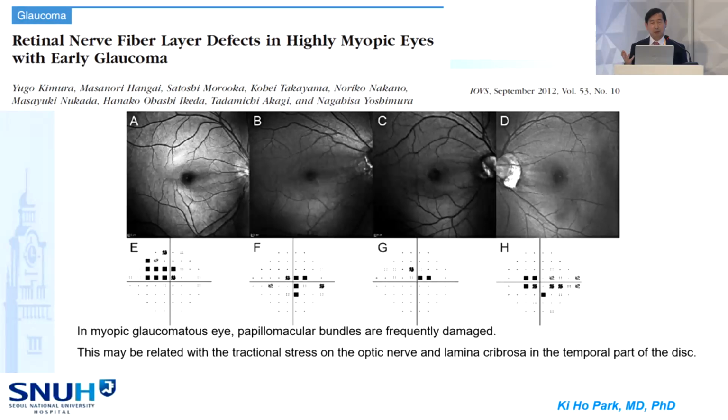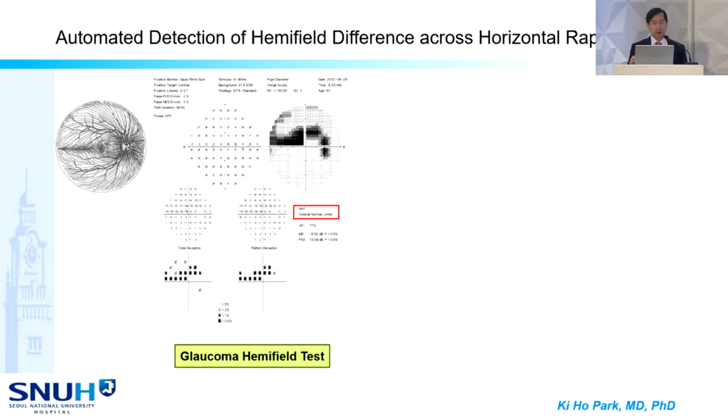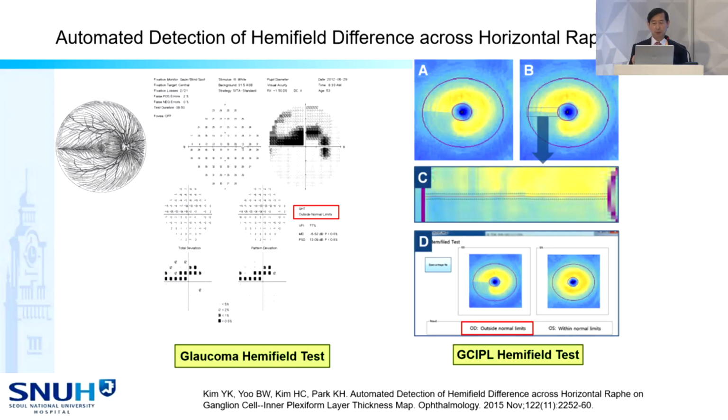And a Japan group has shown that in highly myopic eyes, papillomacular bundle defect is quite frequent. This may be related with the tractional stress on the optic nerve head and lamina cribrosa in the temporal part of the disc. And also, if we are using the glaucoma hemifield test to diagnose glaucoma, similarly, we can use a GC-IPL hemifield test, and we can compare the superior and inferior ganglion cell inner plexiform layer, GC-IPL, and we call that the temporal raphe sign positive.